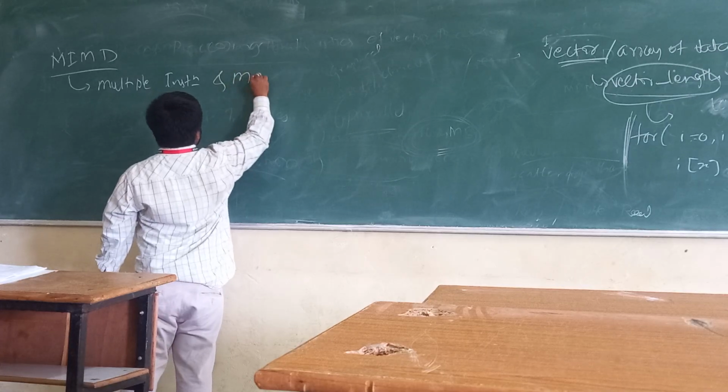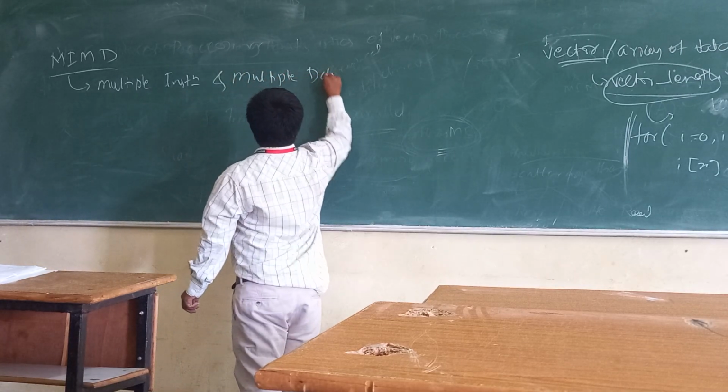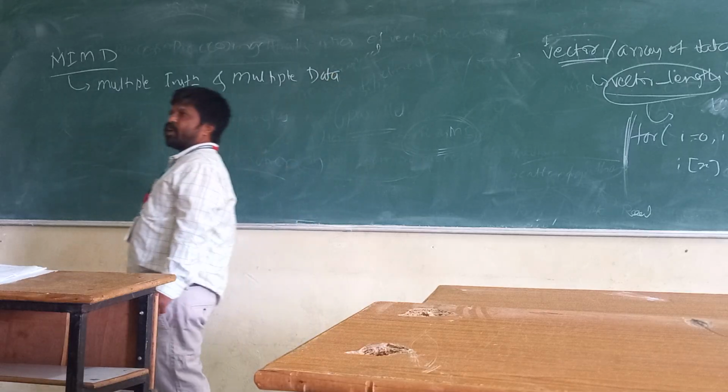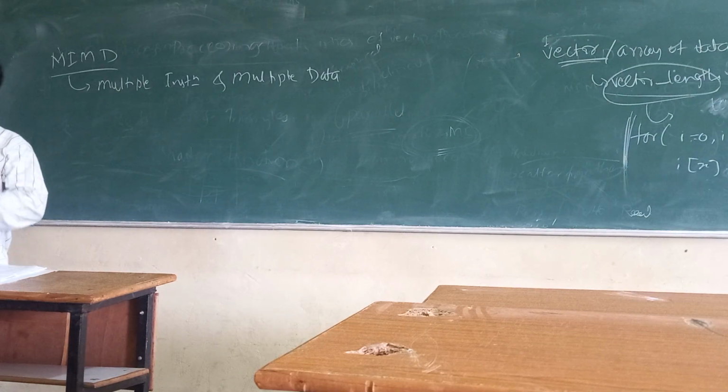This is one of the classifications of Flynn's taxonomy. This one is MIMD, multiple instruction, multiple data. Here we send multiple instructions simultaneously, which work simultaneously on multiple data. MIMD usually consists of a collection of independent processing units, a number of processing units. There we will be studying.